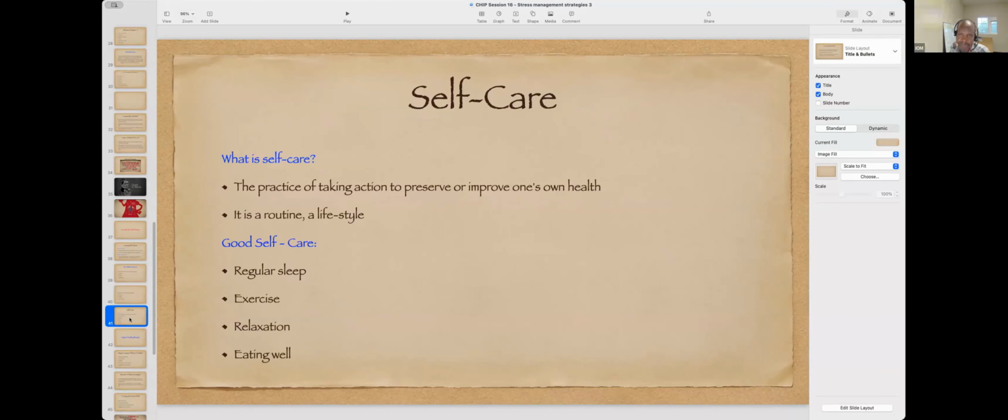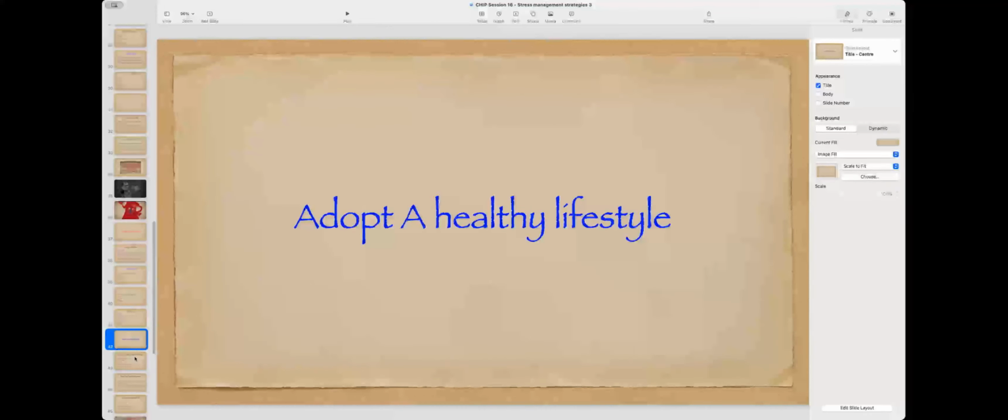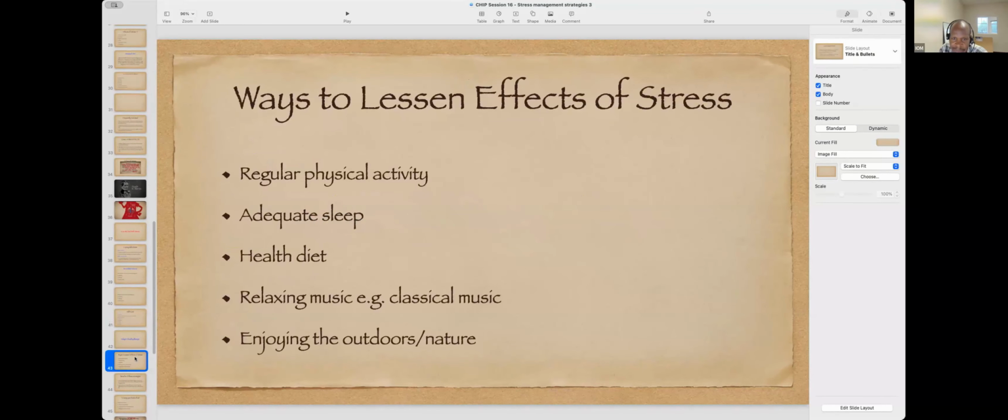The next thing you can do is what self-care really is, the practice of taking action to preserve or improve your own health. It is a routine. It is a lifestyle. So we establish a way that can help us do things that don't complicate our lives, that actually make it easier. Now, one of the things is having regular sleep time, exercise, relax, and eating well. In short, adopting a healthy lifestyle. We've looked at that: regular physical activity, adequate sleep, a healthy diet, relaxing music, classical, or enjoying the outdoors.